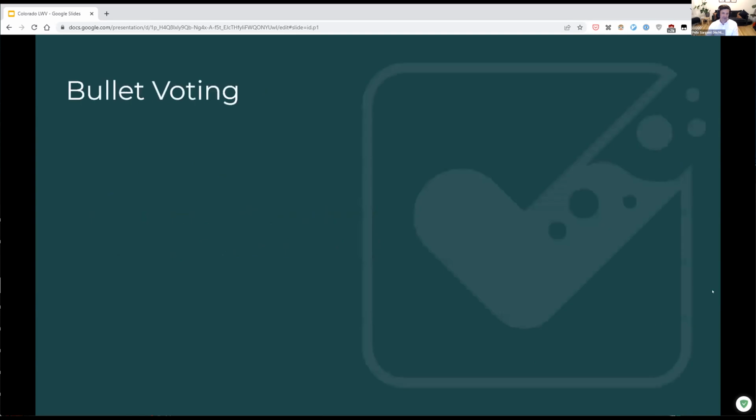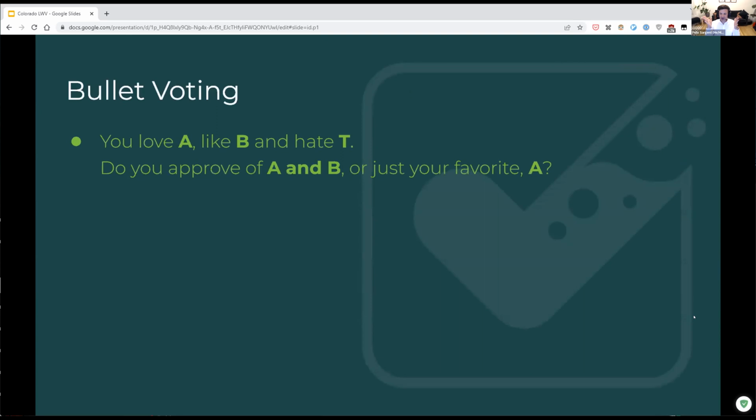One of the critiques that we often get at approval voting is, well, what happens if everyone just votes for only one candidate? Isn't that the same as plurality? So here's an example. You like candidate A, you love candidate A, you like candidate B, but you hate candidate T. Let's just throw that in there. Do you want to approve A and B or just your favorite?